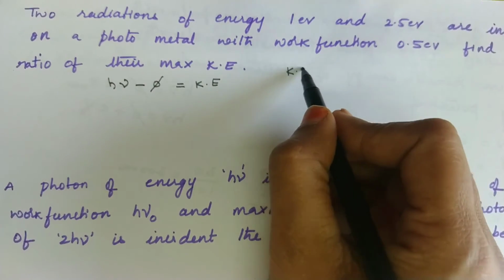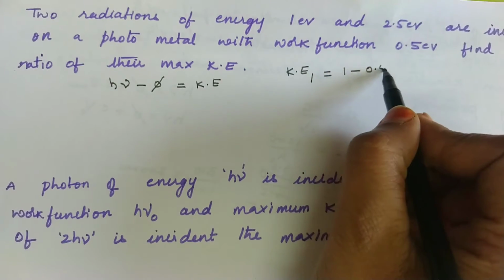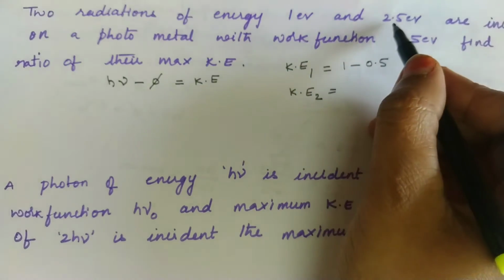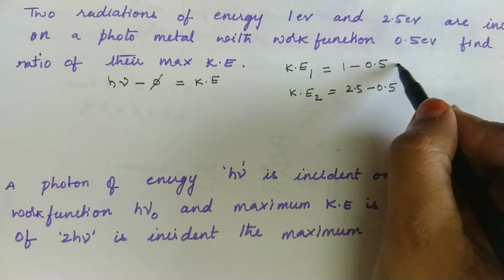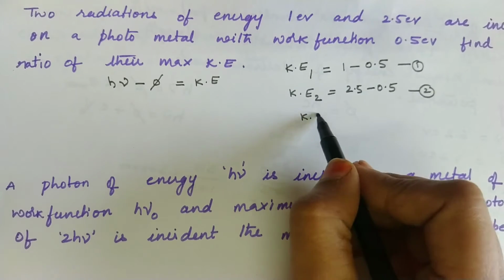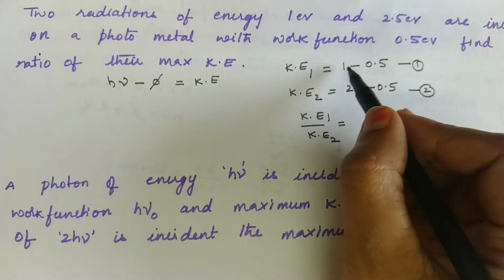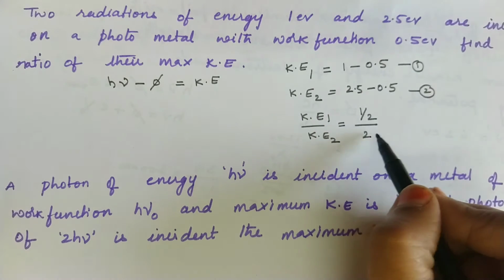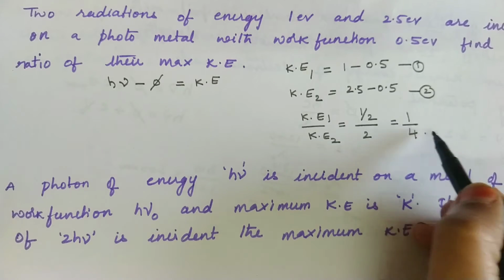So what is Ke1 equal to? Kinetic energy for the first radiation is 1 minus 0.5. Then kinetic energy for the second radiation is 2.5 minus 0.5. Take the ratio between them because the question is to compare the kinetic energies. So Ke1 by Ke2 should be 1 minus 0.5, which is half, divided by 2.5 minus 0.5, which is 2, and this comes out to be 1:4.